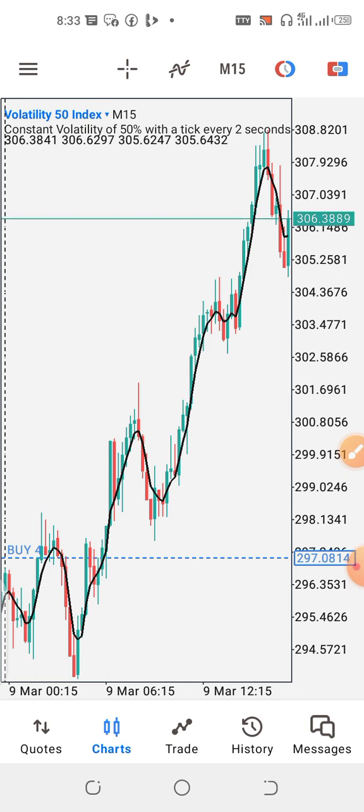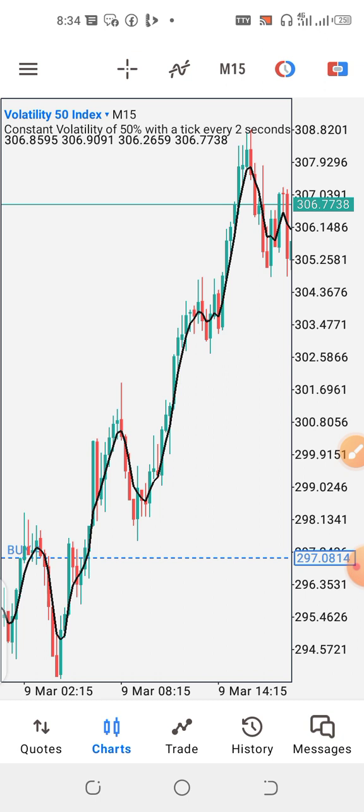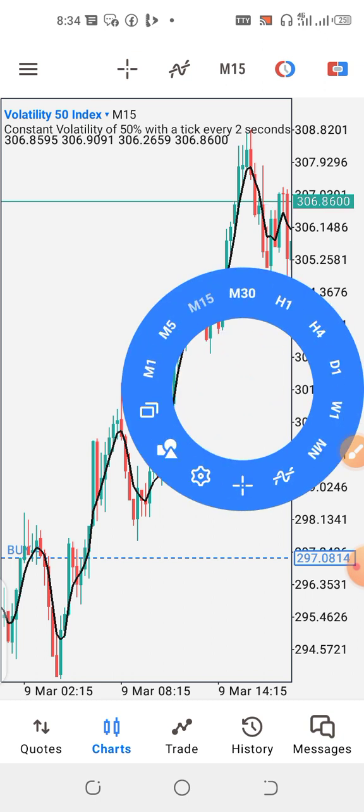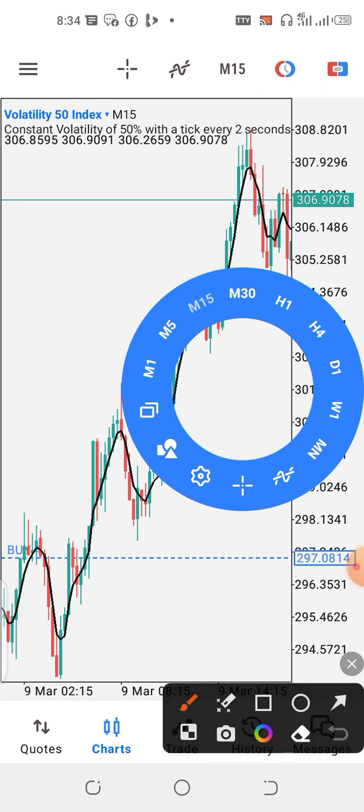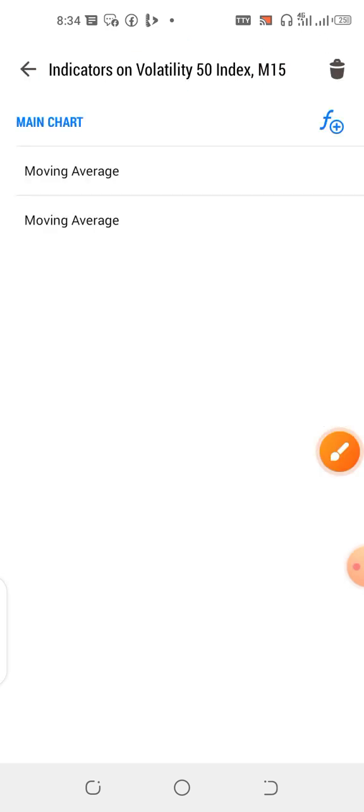So guys, I will show you the indicators that I used in this strategy. I used two indicators in window 1 and two indicators in window 2. So let's go. You know our indicator arrow, guys. You click this arrow here, or you come up here, you click here. Are you seeing it? That is where you will set your indicators. So guys, let's go and set our indicators.